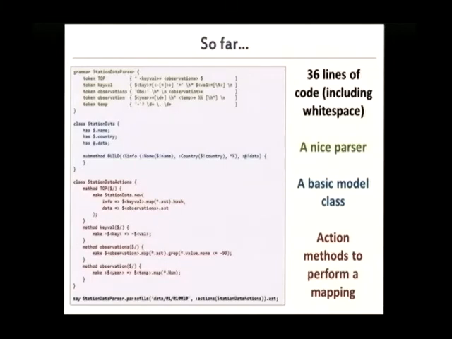So far, we have a grand total of 36 lines of code. We have a nice parser, we have a basic model class, and we have an action methods class.